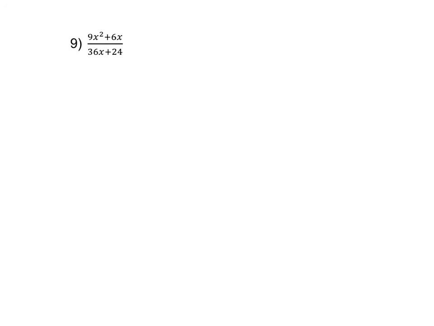The next one, again, I'm starting by simplifying by finding a common factor. My common factor here is 3x. So I have 3x plus 2. My common factor on the denominator is 12. So I have 3x plus 2.